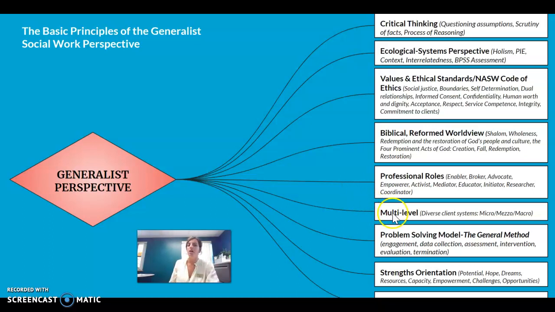We talked about multi-level on the last slide, that generalist practice looks at all the different levels of client systems. The problem-solving method, we're going to go into detail on the next slide and do a quick refresher on the 6 stages. That's going to be the primary focus of this whole course.